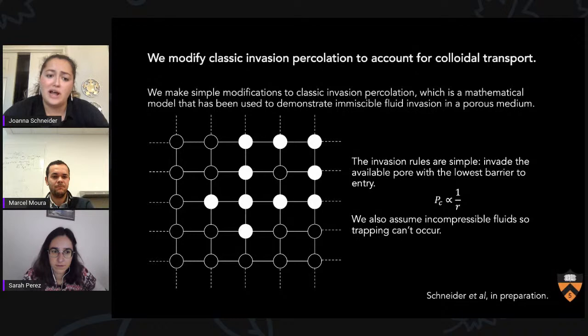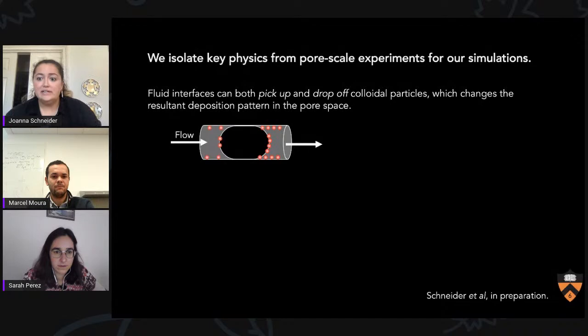So now we're going to incorporate the physics of deposition and erosion. So we have to account for our particle deposition process. And the way that we do that is by running some simplified pore scale experiments in a capillary tube. And so to isolate those key physical mechanisms, what we're going to do is coat a single capillary tube with colloidal particles to model a single pore, and then we can flow a single oil droplet through it.